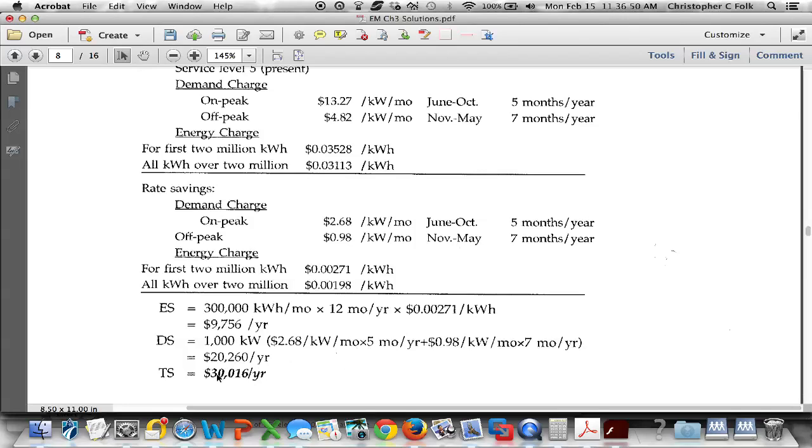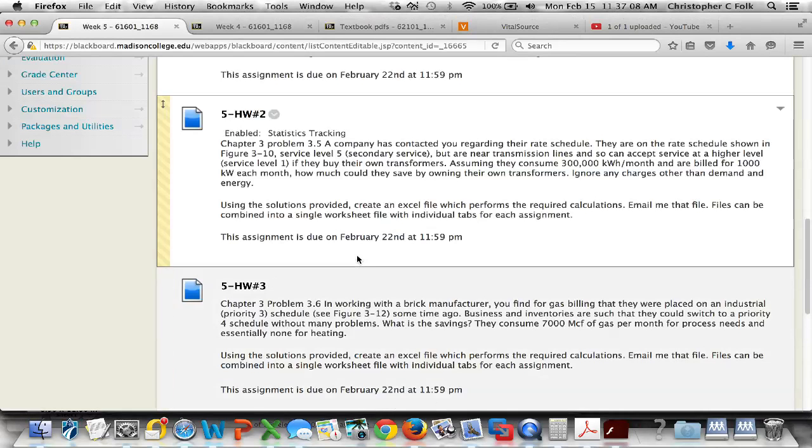Notice that they're going to save $30,000 a year. Is that worth it to own our own transformers? Well, I guess we'll have to figure out how much transformers cost. Do we have the space? Will that add to our heating load? There's a few questions that we'd have to ask about that. So that's 3-5. All right, back on the blackboard.